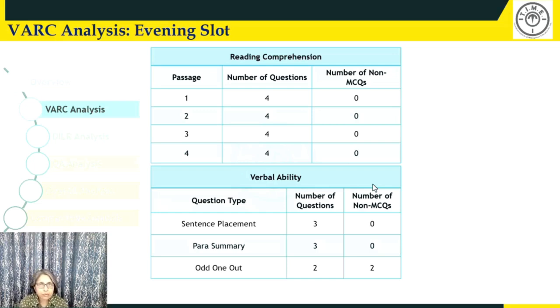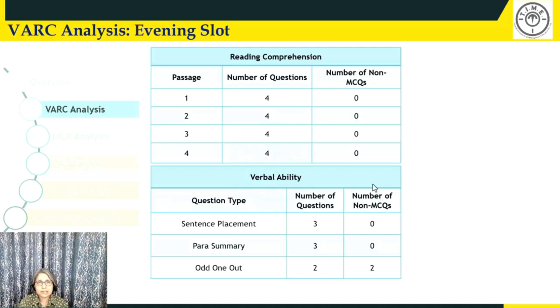If you had planned to attempt 2 RC passages, you could have continued doing so and then moved on to VA. Whatever was your strategy, it need not have changed much. You just would have spent a few additional seconds or perhaps a minute to just scan through all the questions. There were no non-MCQ type questions in the RC. They were all MCQs, 4 questions for each passage.